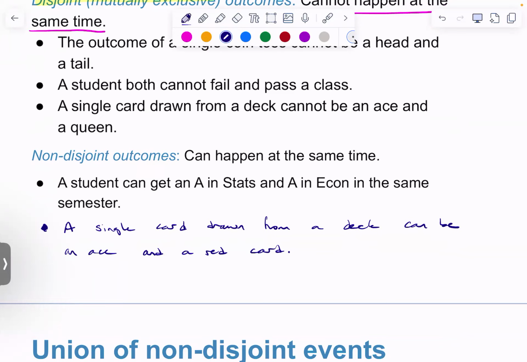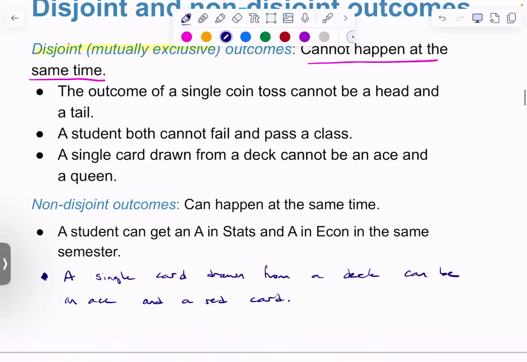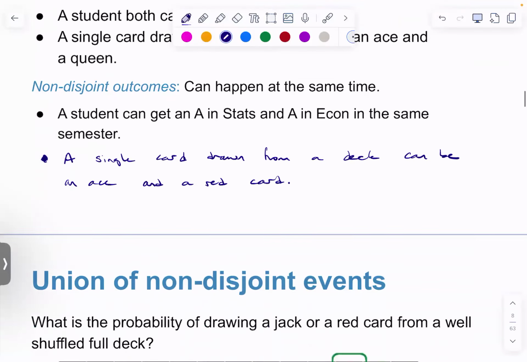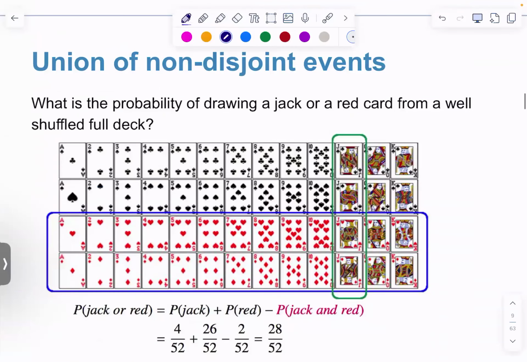So some things can happen at the same time, as we will see. But for disjoint outcomes, all those probabilities have to add to 1, from the sample space that we've seen. So for non-disjoint events, the most common example that we use is a deck of cards.